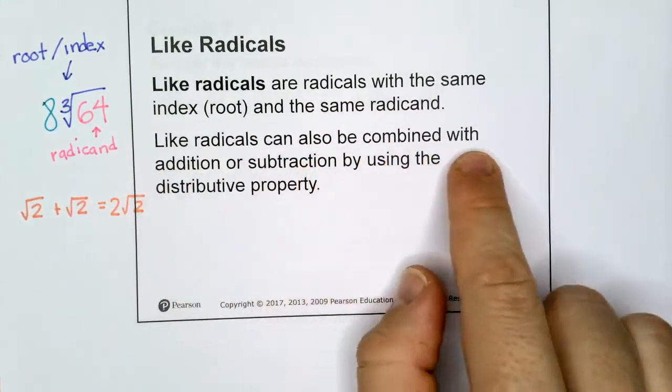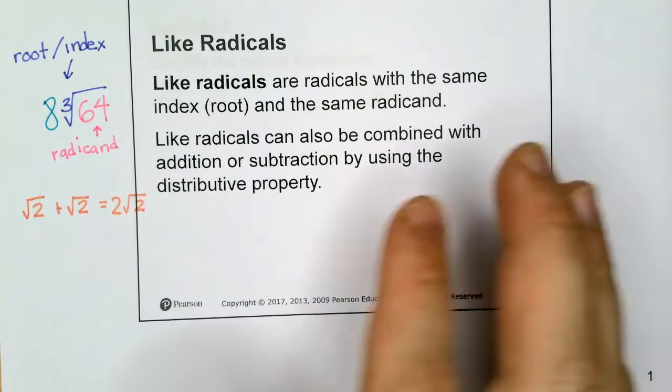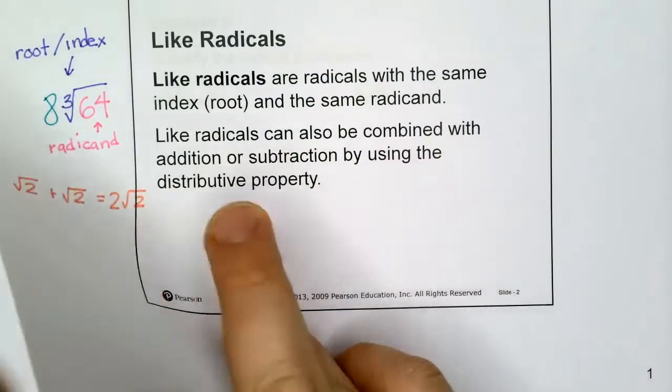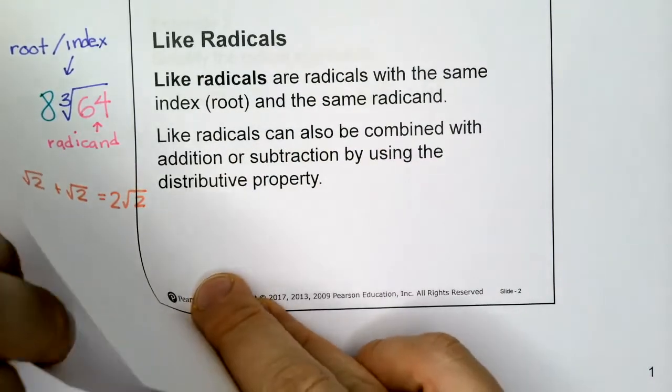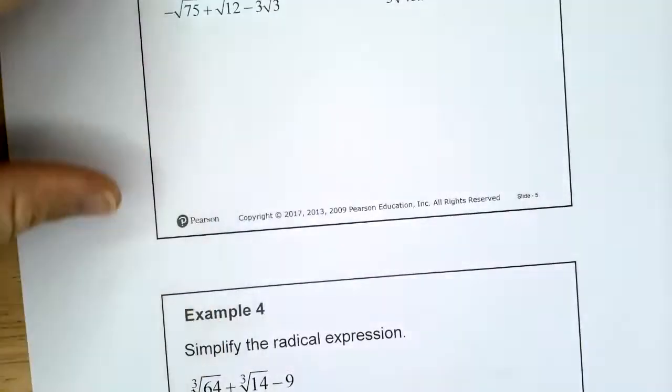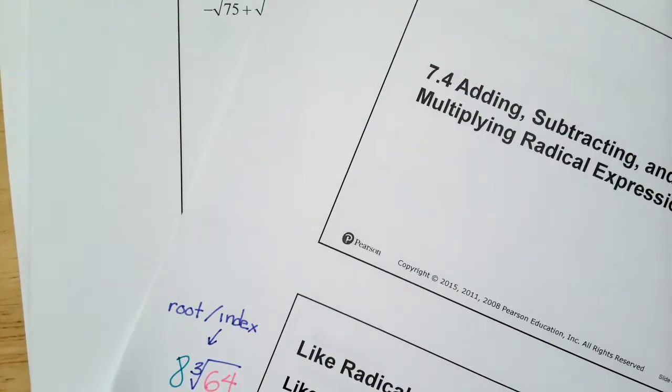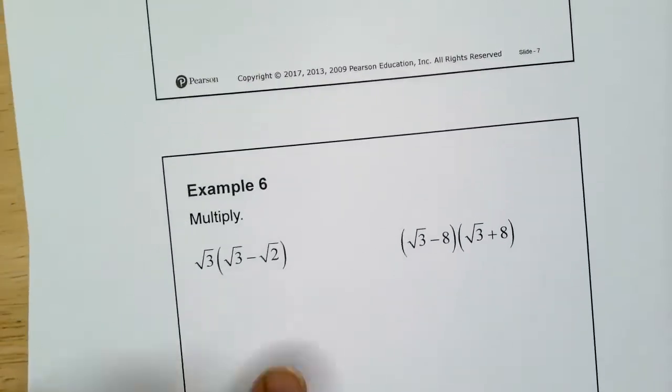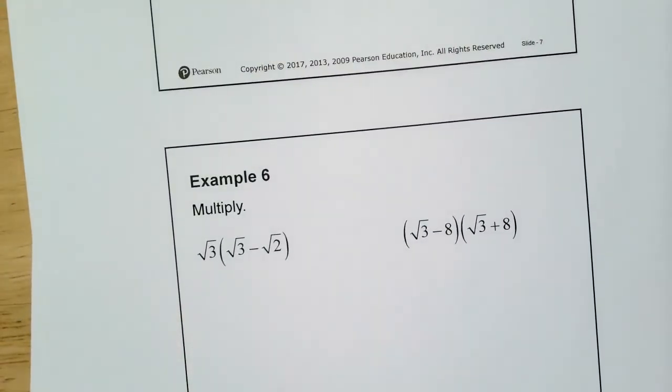Like radicals can also be combined with addition or subtraction by using the distributive property, which is what we'll do at the very end of class. Our last example, we'll use the distributive property. Example 6 and example 7, okay?